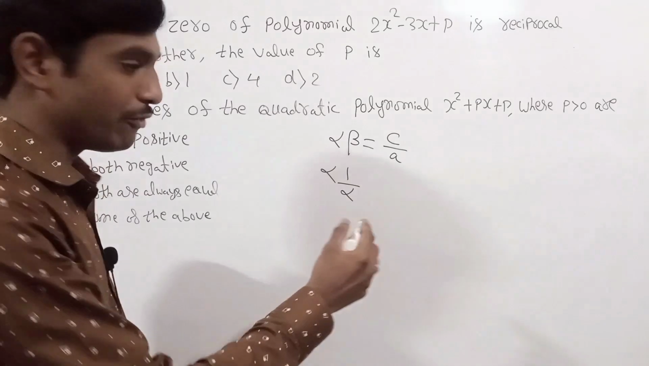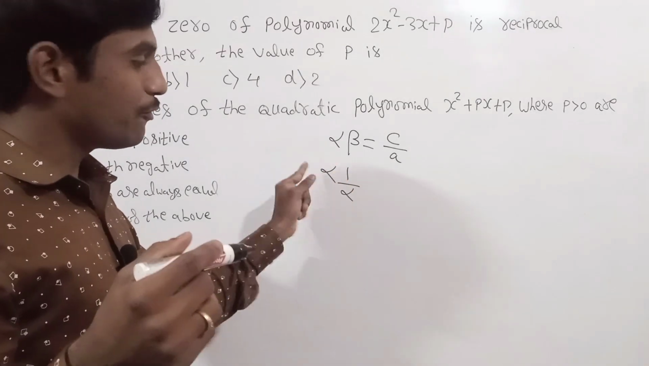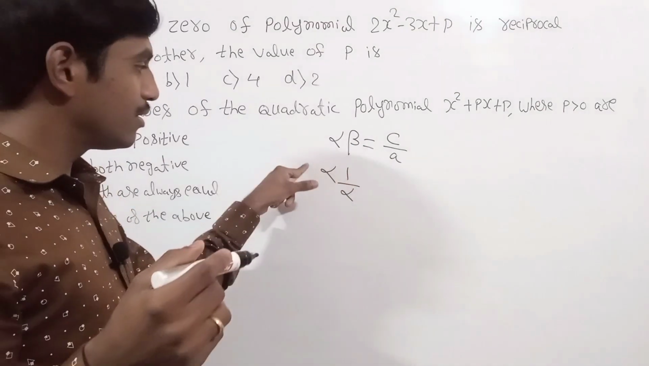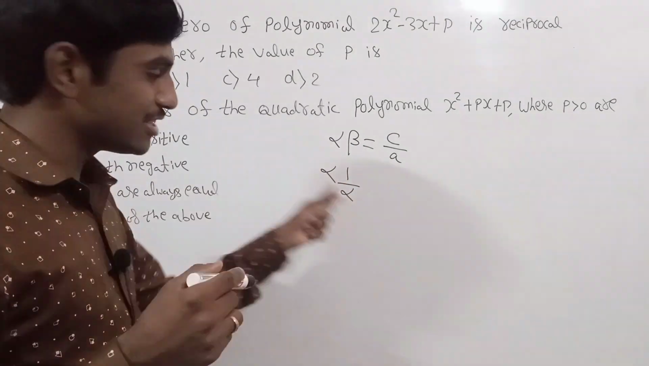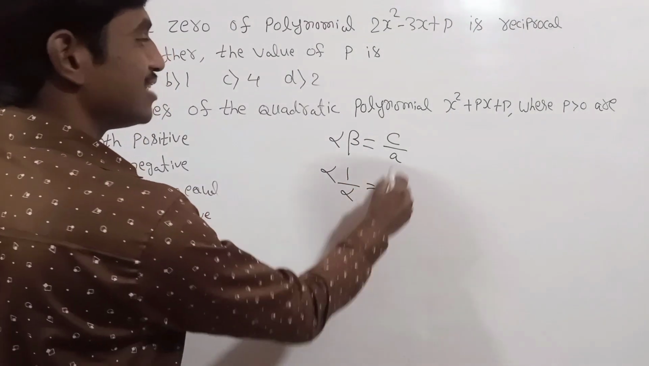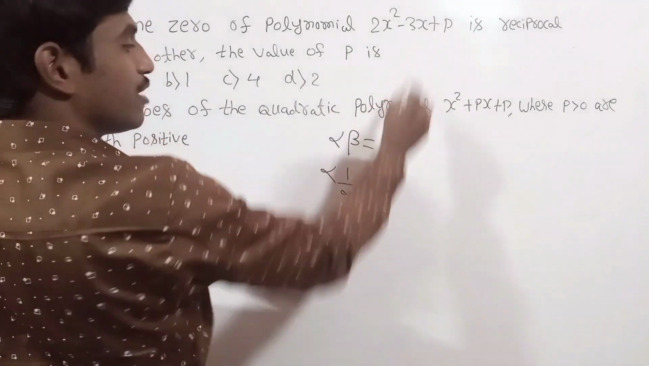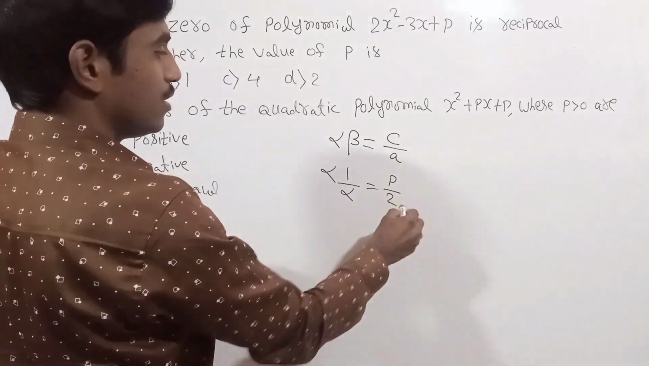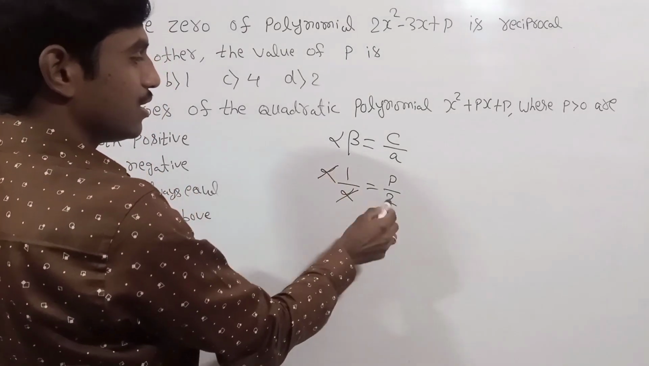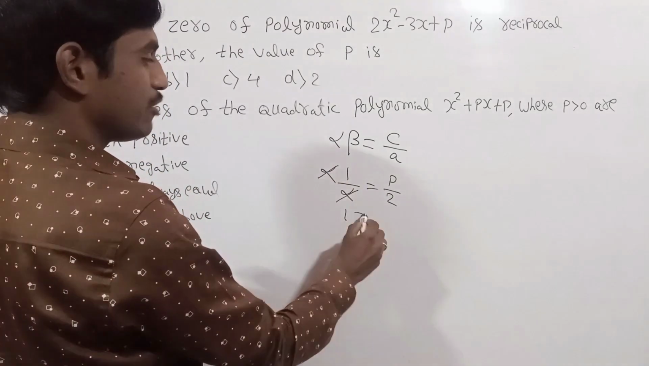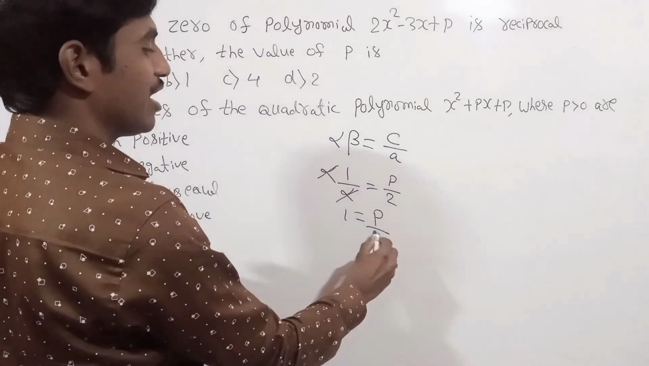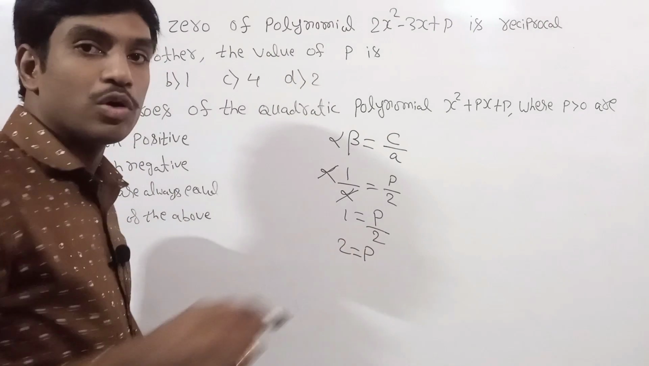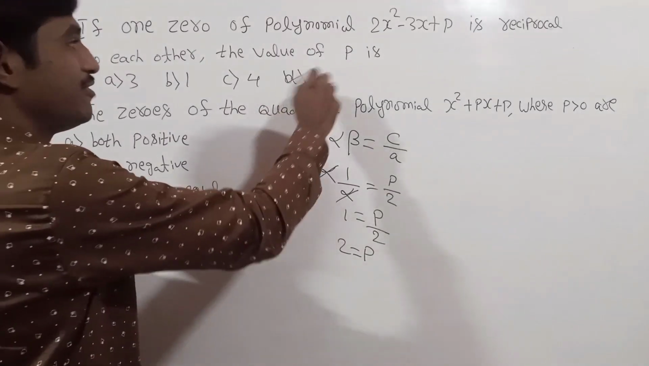So alpha into 1 by alpha, because they are reciprocal of each other. If you take beta, then the other will be 1 by beta, because they are reciprocal of each other. Now what is c by a? c is the constant term which is p here, and a is 2. Now here alpha gets cancelled, so we get 1 is equal to p divided by 2, or 2 is equal to p, or p is equal to 2, both are same. So the answer is option D, which is 2.